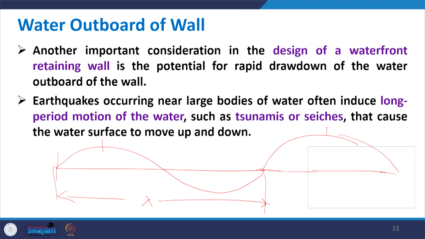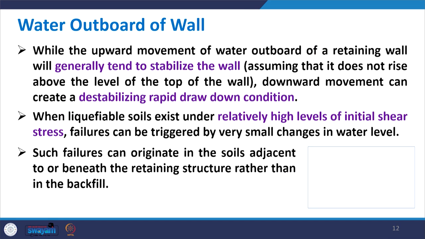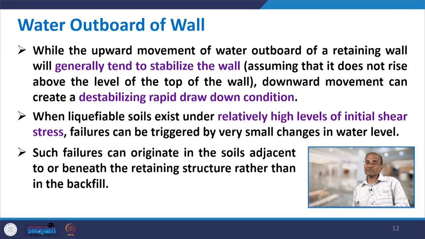As a result, large bodies of water would have long period motion, such as tsunamis, that cause the water surface to move up and down. While the upward movement of water outboard of the retaining wall will generally tend to stabilize the wall, if it is upward movement, then it is going to help. It is expected that it will stabilize the wall.